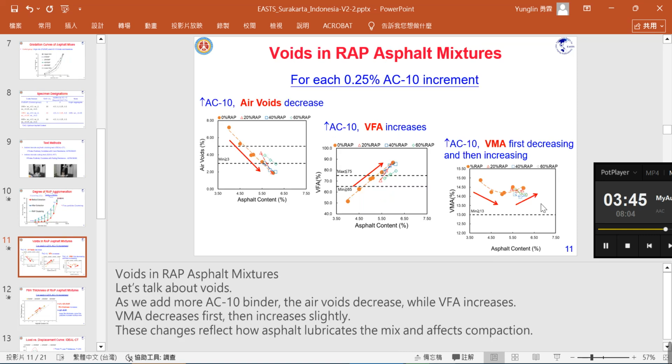Voids in RAP asphalt mixtures. Let's talk about voids. As we add more AC-10 binder, the air voids decrease, while VFA increases. VMA decreases first, then increases slightly. These changes reflect how asphalt lubricates the mix and affects compaction.